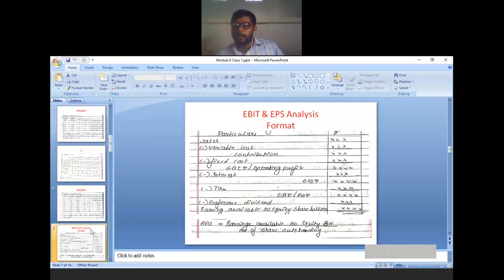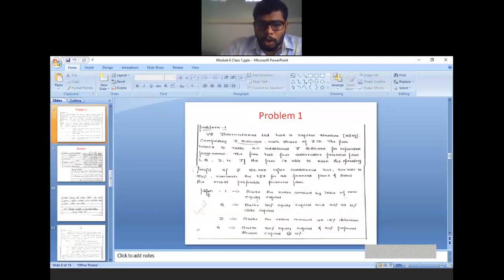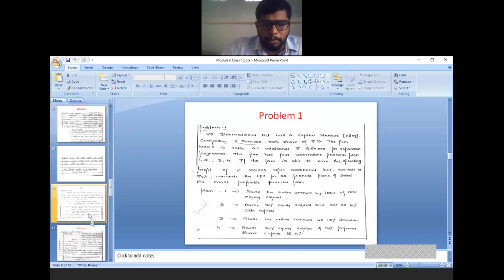But if you fail to identify how much is debenture capital, then from the beginning itself your complete answer goes wrong. Therefore be careful, try to identify the correct figure regarding the debenture capital, preference share capital, as well as number of equity shares. So already one problem we have discussed in the previous class. We'll go to the second problem.